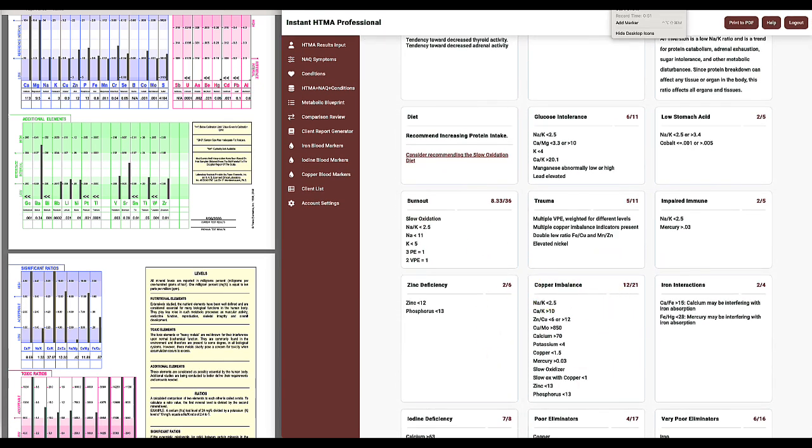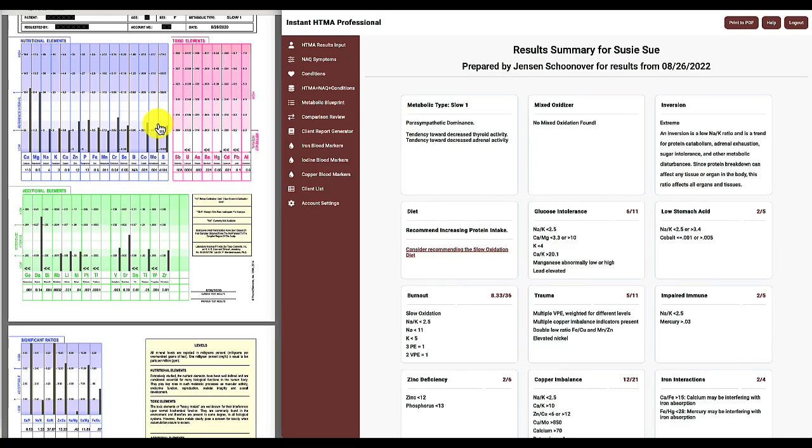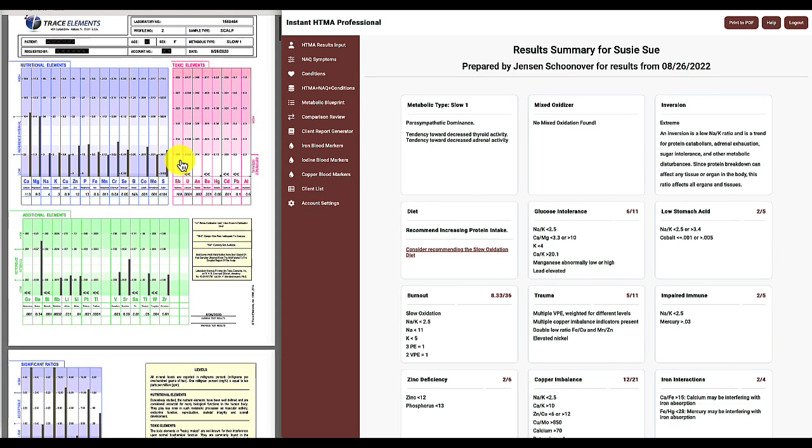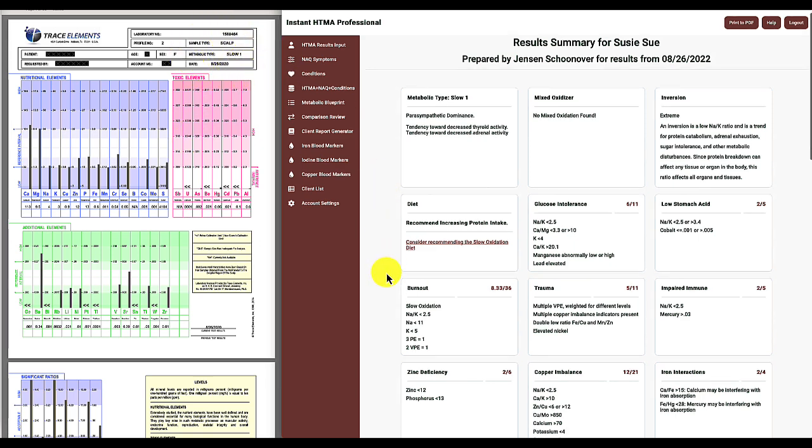Step 6 is when you put together custom recommendations for diet, supplements, and lifestyle based on all of the information that you have. Let's look at this client together. As I mentioned earlier, the dietary recs come from the metabolic type. So I would know that this client needs to follow the slow oxidation diet. Then I can see that this client has different indicators of burnout and stress.